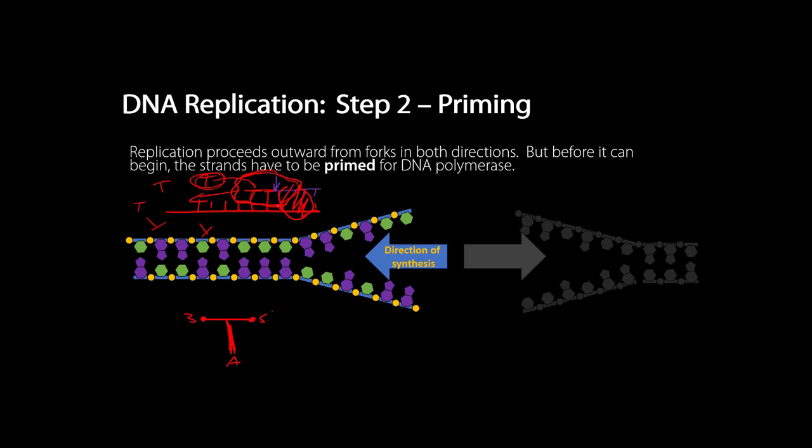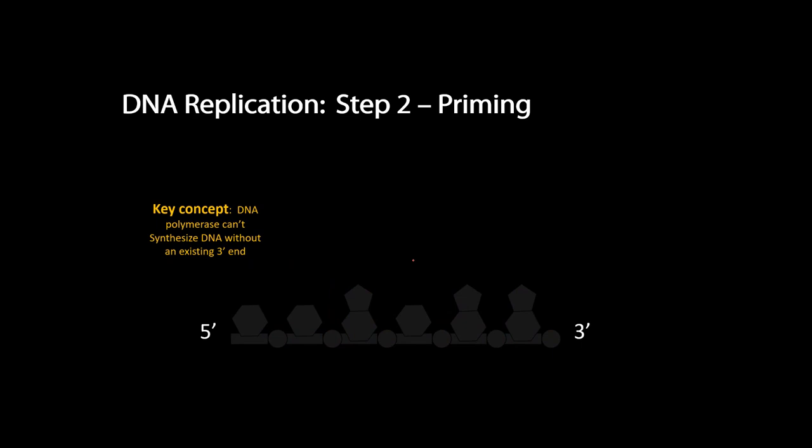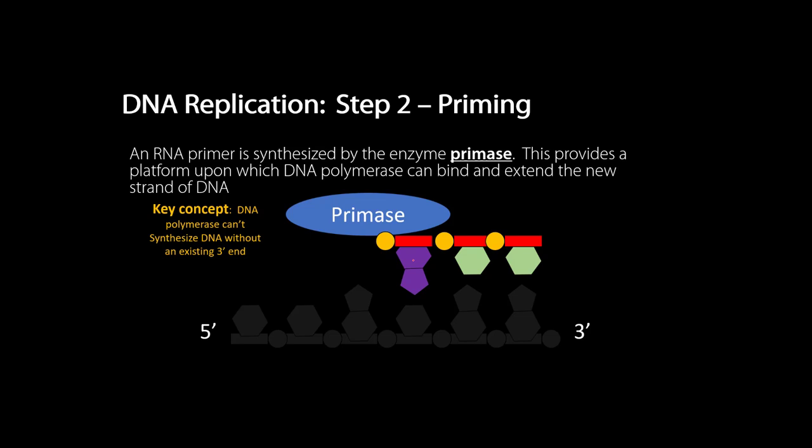All right, the first thing we're going to do is focus on how we make that purple thing, that primer. So let's take this replication fork, and let's take this little region of DNA and zoom in there to get an idea of what we're doing in detail. The key concept is that DNA polymerase can't synthesize DNA without an existing 3' end. So where do we get it? Primase comes in. That's the name of the enzyme. Primase adds new nucleotides from scratch. It's capable of de novo synthesis.